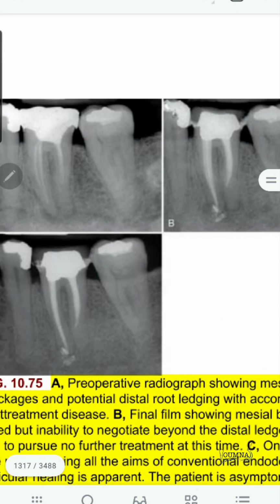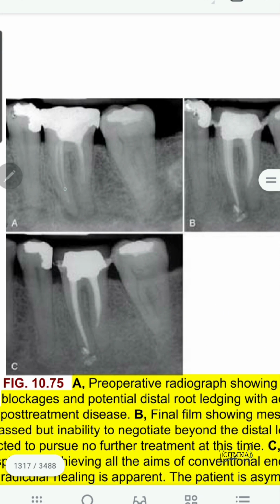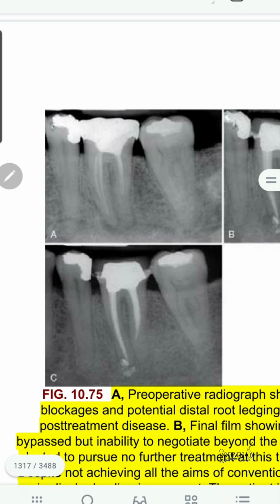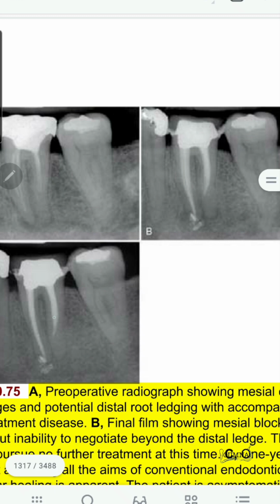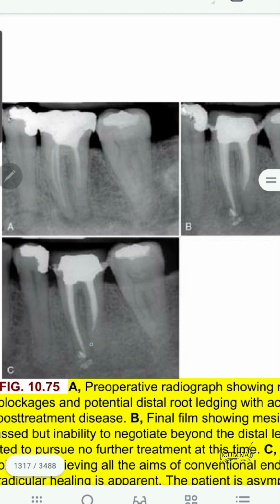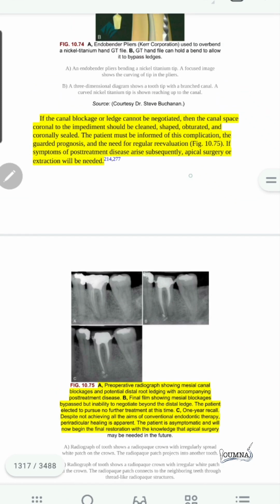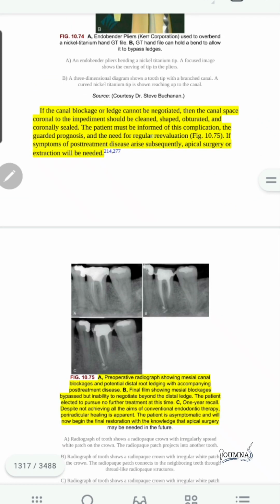In some cases, like this one, the clinician managed to bypass the mesial root and do full obturation, but the ledge was not accessed in the distal root, so he did the obturation, and the tooth was under follow-up. We can see that the healing occurred and the patient was asymptomatic. We should inform the patient of this complication, and that this decreases the prognosis, and we must do regular re-evaluation.